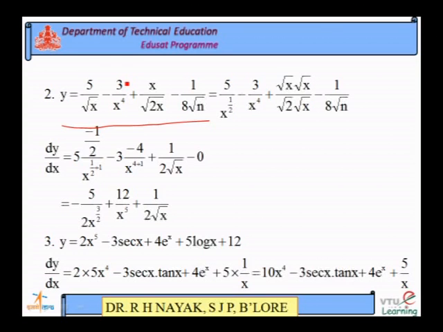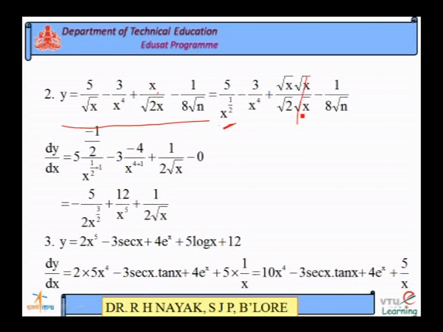5 divided by root x is taken as x to the power of half, minus 3 by x to the power of 4. Here I will take x as root x into root x. Here root of 2x is split as root 2 into root x. Then I can cancel this root x with root x. Minus 1 by 8 root n: 8 is constant, n is also constant, therefore, I have taken it as it is, because differentiation of any constant is 0. Then you differentiate each term, because it is a sum or difference of more than 2 terms.